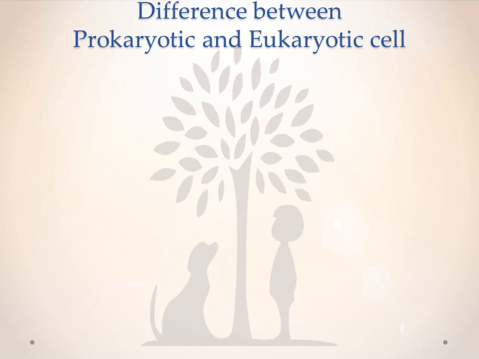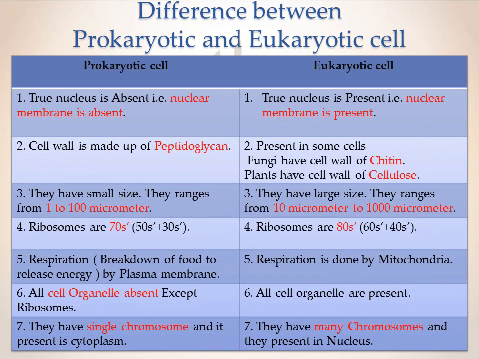Now we are going to discuss the difference between the prokaryotic cell and the eukaryotic cell. One side represents the characters of the prokaryotic cell and the other side represents the eukaryotic cell characters. The first character of the prokaryotic cell: true nucleus is absent. The nuclear membrane is absent and the DNA, or single chromosome, is present in the cytoplasm. On the other hand, in eukaryotic cells, a true nucleus is present, surrounded by the nuclear membrane.